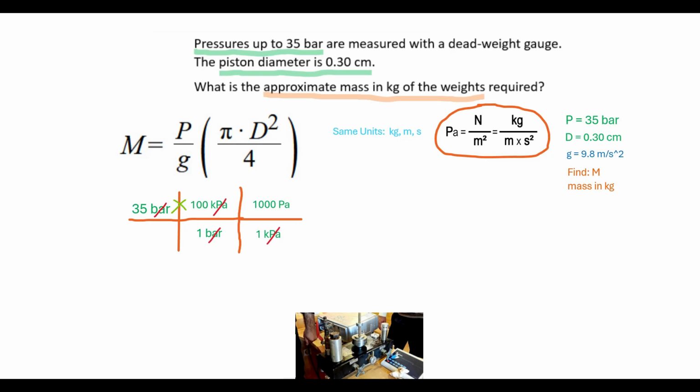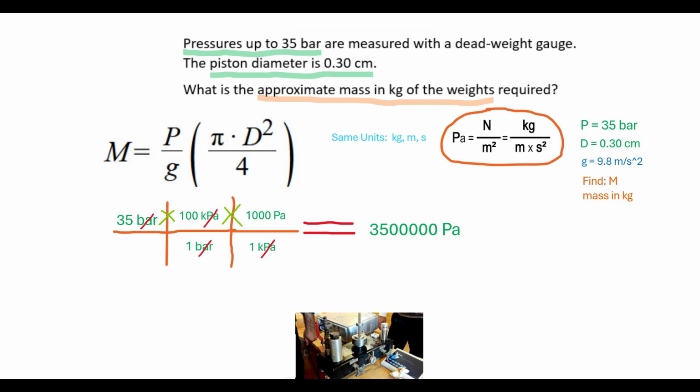Multiply the top values together, which equals 3.5 million pascals. Since all the bottom values are 1, all the bottom values can be ignored. This equals 3.5 million kilograms divided by meters times seconds squared.